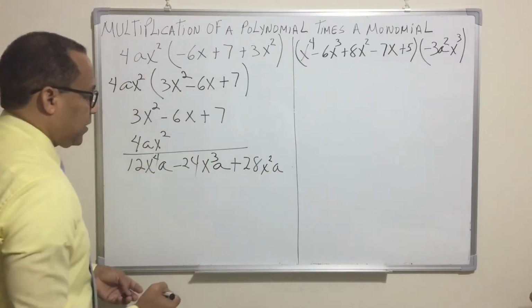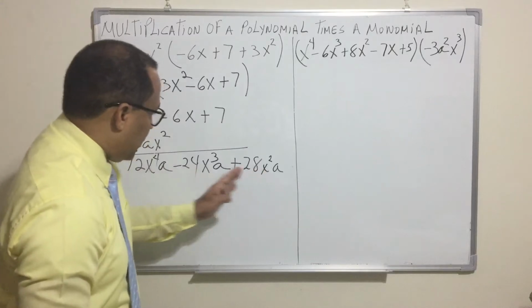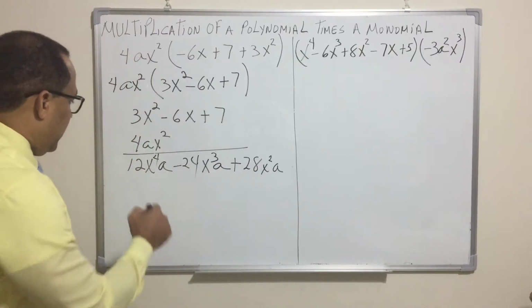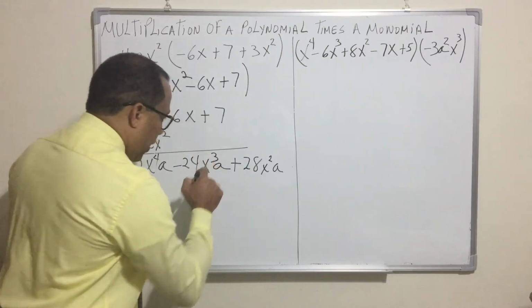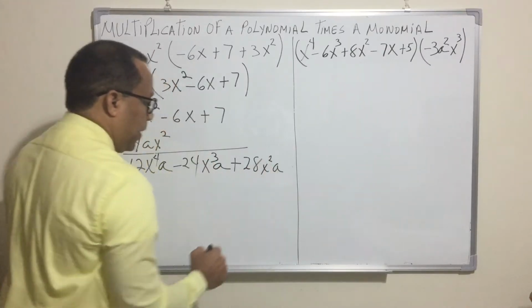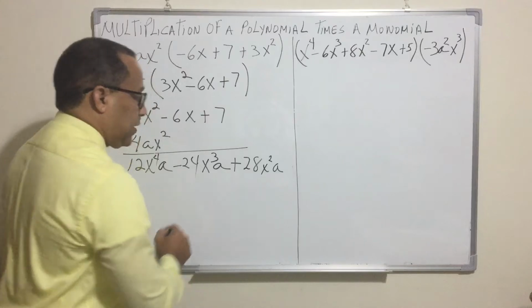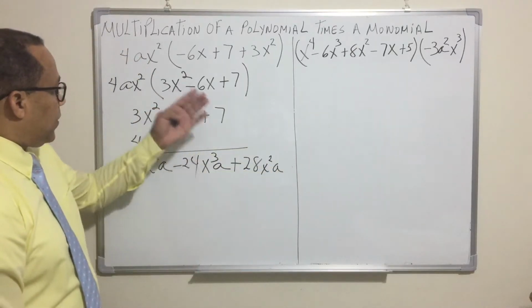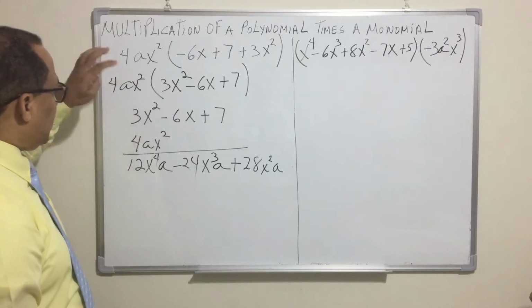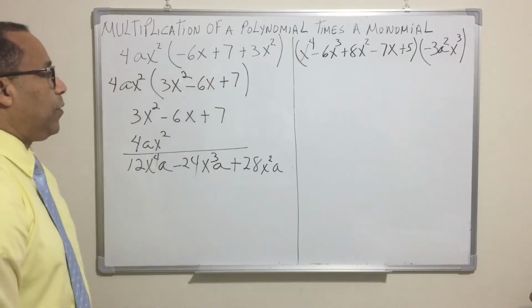And then I'll see if the result is organized. This is the x to the fourth power, x to the third power, and x to the second power. So this result is in order, it's in descending order. This is the result for this multiplication of this monomial times a polynomial.